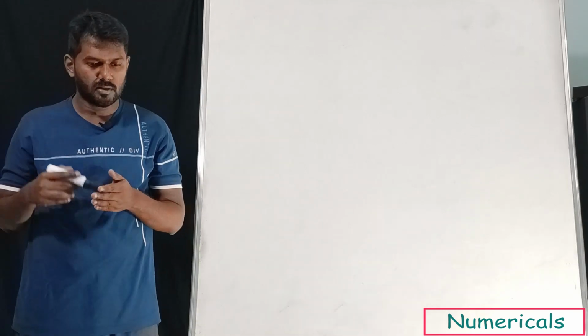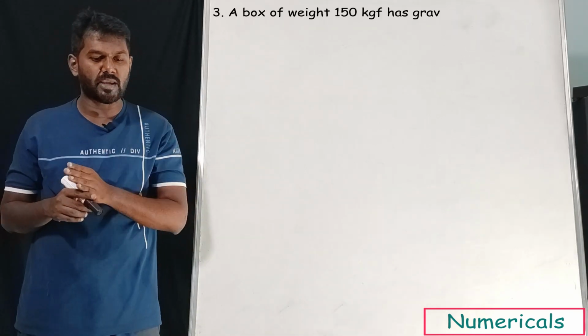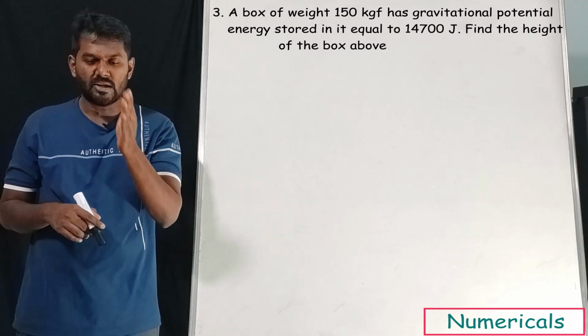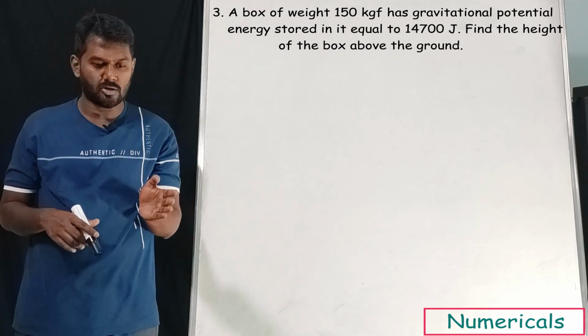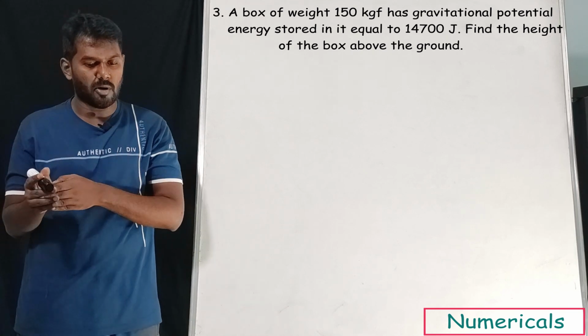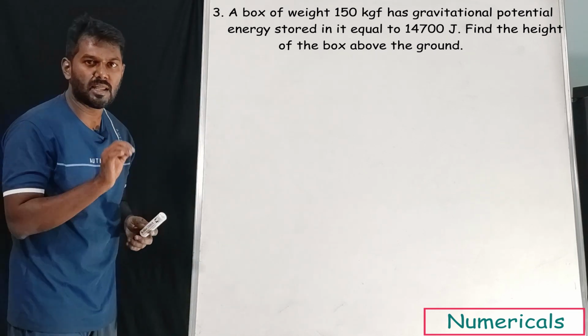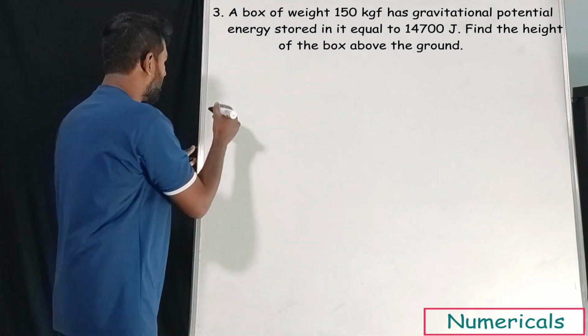That's it. Question number 3. A box of weight 150 kg has gravitational potential energy stored in it equal to 14700 joules. Find the height of the box above the ground. Very easiest question. First we will write the given data, then we will get the answer easily.